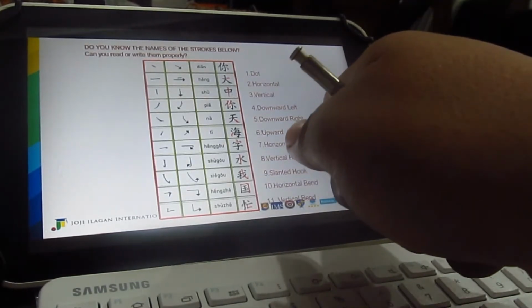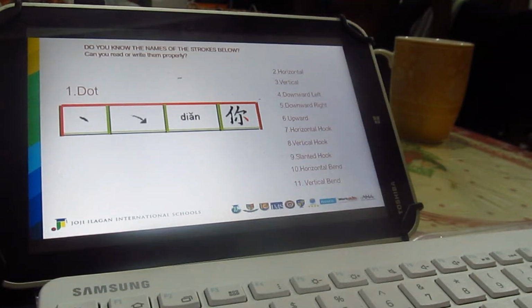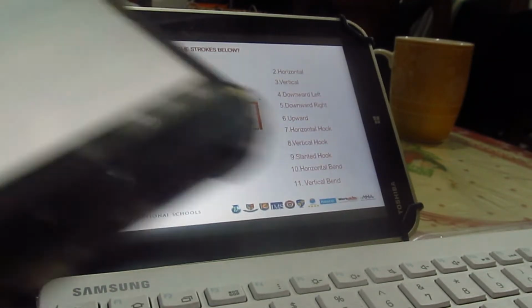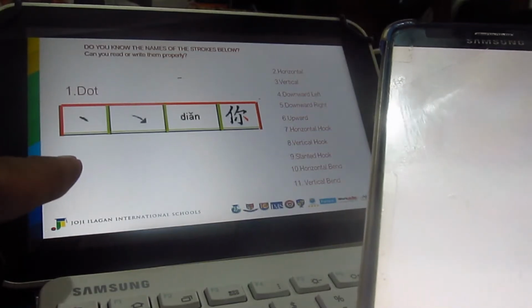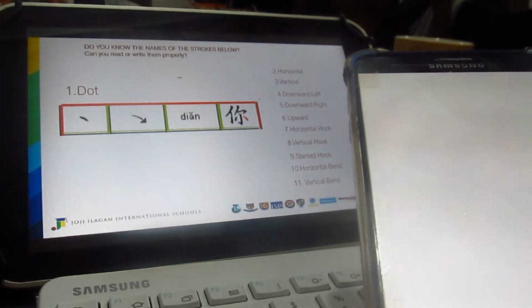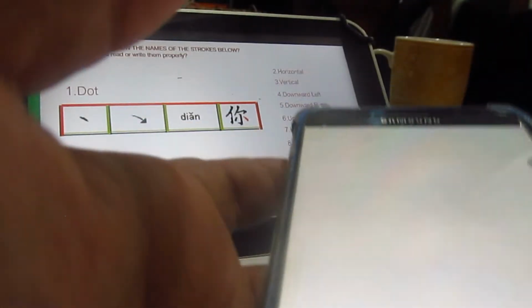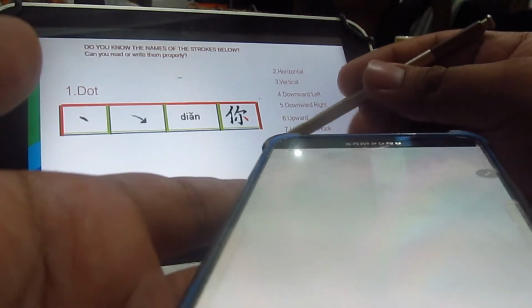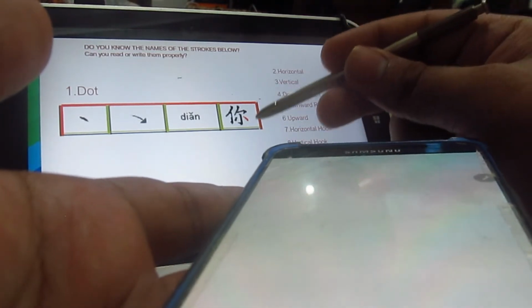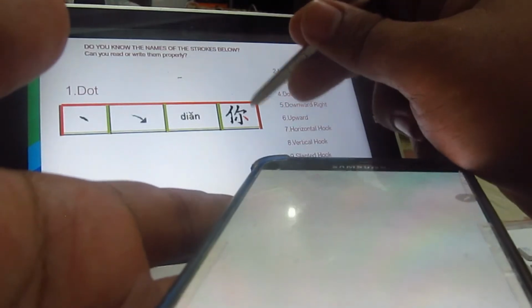But so, let's review the basic strokes. First is Tien, or the dot stroke. For this example, the character ni, if you remember the singular form of the second person pronoun, ni, it has that dot stroke. Okay, so let's write the Tien stroke.